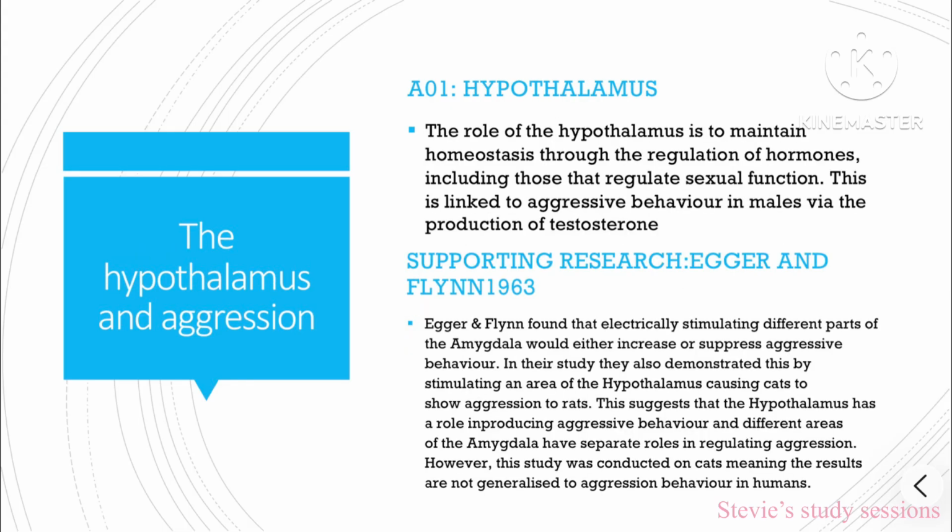Hypothalamus. The role of the hypothalamus is to maintain homeostasis through the regulation of hormones, including the regulation of sexual functions. This is linked to aggressive behaviour in males via the production of testosterone. Supporting research, Egger and Flynn, 1963. Egger and Flynn found that electrically stimulating parts of the amygdala would either increase or suppress aggression. In their study, they also demonstrated this by stimulating areas of the hypothalamus, causing cats to show aggressive behaviour towards rats. This suggests the hypothalamus has a role in aggression.